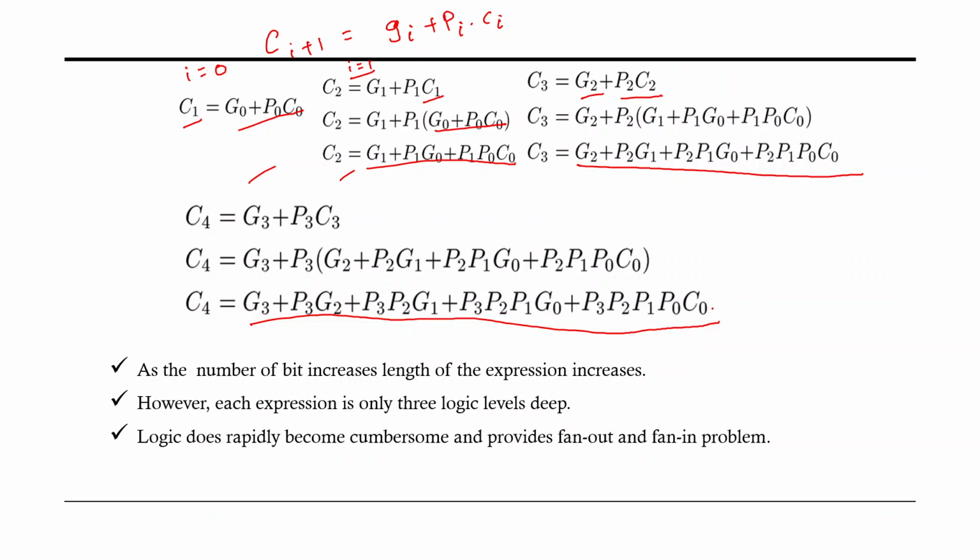So as the number of bits increases, the length of the expression also increases. As the length of the expression increases, we require more hardware components or hardware elements. When more hardware elements are required, the area tends to increase. When the area increases, the power consumption also tends to increase. These are all drawbacks: more hardware elements, so more area and more power.